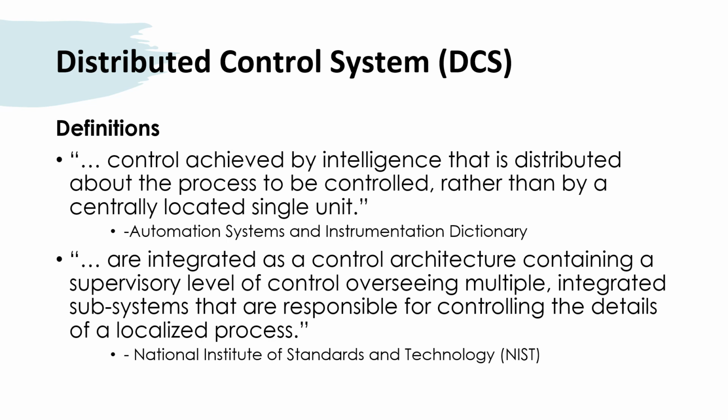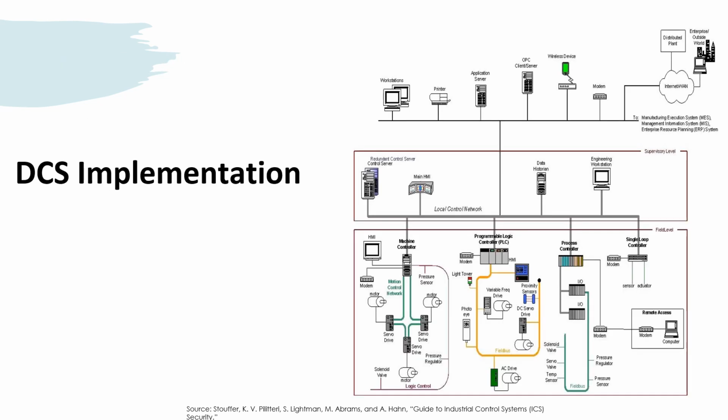NIST SP 800-82R2 states that DCS are integrated as a control architecture containing a supervisory level of control overseeing multiple integrated subsystems that are responsible for controlling the details of a localized process. An example DCS implementation is depicted below.